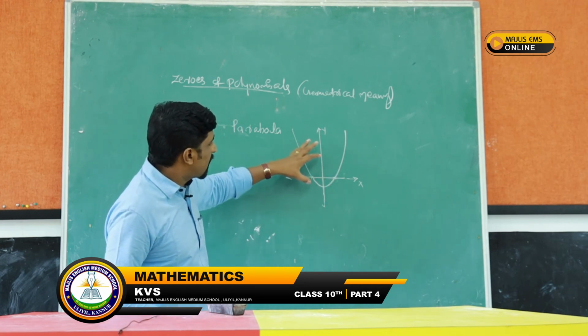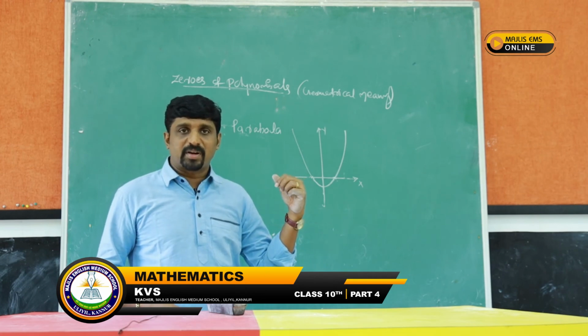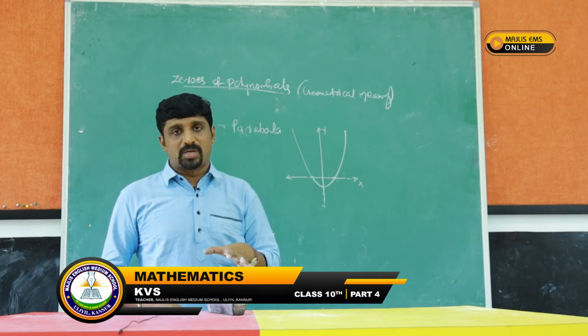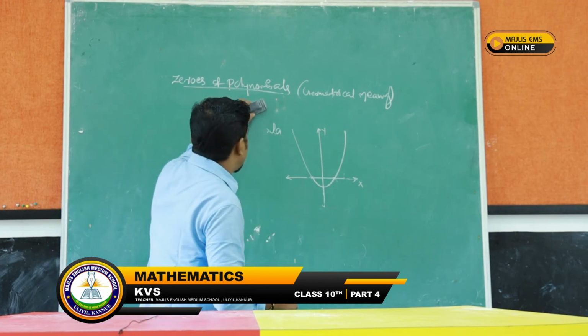Therefore, when we show a graph like this, I can ask you how many zeros this figure has. You can conclude by seeing at how many points it will intersect. That is considered as the zeros of the polynomial. Okay, this shape is known as a parabola.